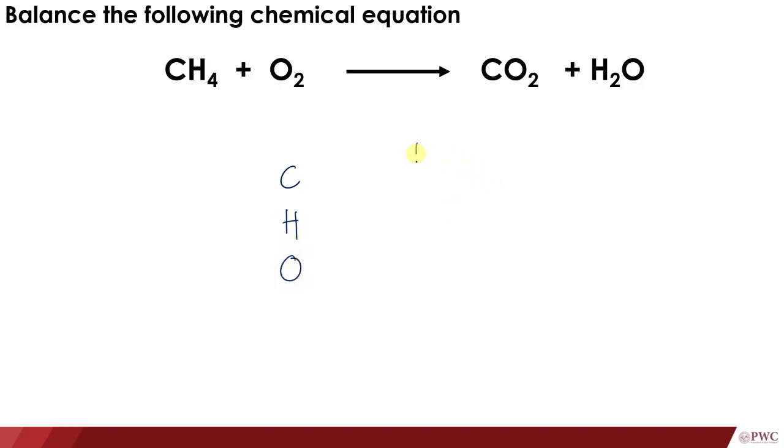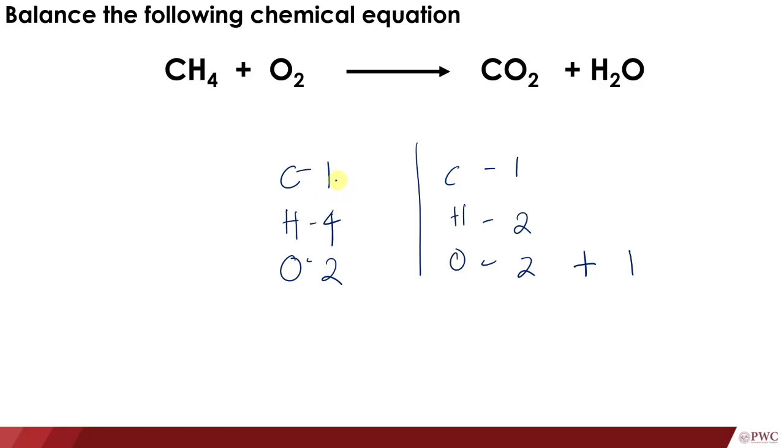Carbon, hydrogen, oxygen, carbon, hydrogen, and oxygen. Carbon, we have 1, hydrogen 4, oxygen 2. Carbon 1, we have hydrogen 2. And then here we have 2 separate oxygens. So here on this molecule, we have 2. And on this separate molecule, we have 1 oxygen atom.